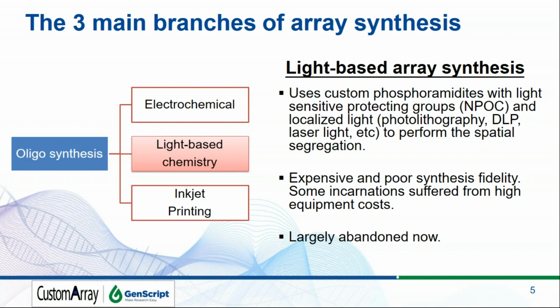The first one was photolithography. These are basically opaque masks with small holes in them, DLP or digital laser projection, or some other kind of laser light to be able to localize light in one spot to allow the chemistry to occur in that spot and not in other spots. This was a great early entrance of array technology back in the late 1990s.